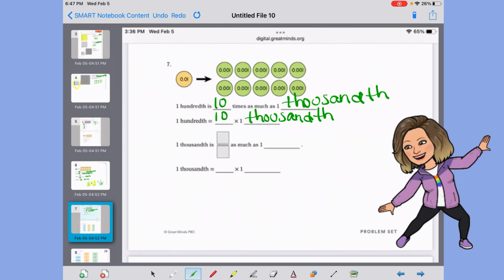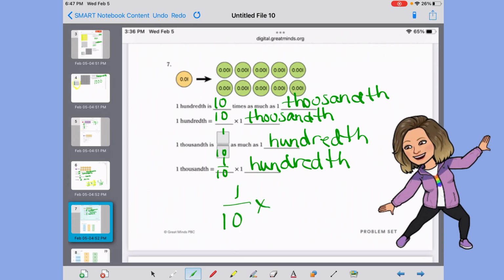1,000ths, we're going to flip it around now and compare, is 1/10 as much as 1/100th. So if we say 1/10 times 1/100th, we would get the same. Remember, 1/10 times 100th, the same way that we multiplied fractions, would be 1,000th.